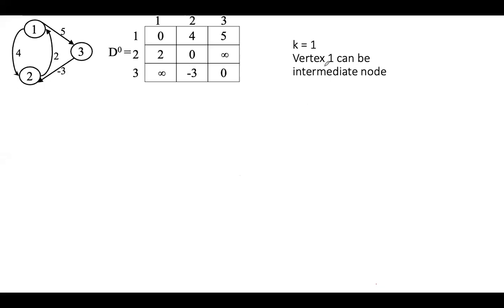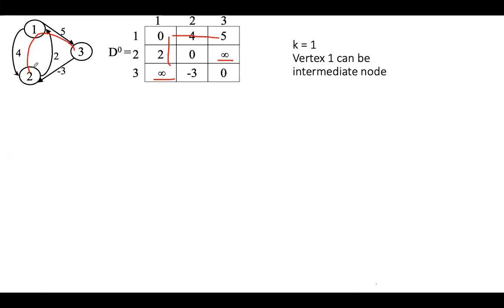So when you take k as 1, as the intermediate vertex, what will we do? These values will not change, first row and first column. And these diagonal zeros will remain the same. The only thing we need to find out is 2 to 3 and 3 to 2. From 3, if you are going to 2, we'll go through 1. Again, from 2 to 3, if you are going, we'll go through 1. That is, 1 is the intermediate vertex here.